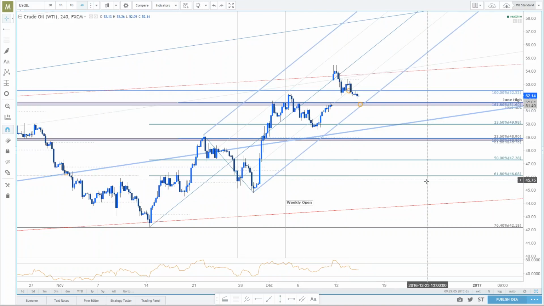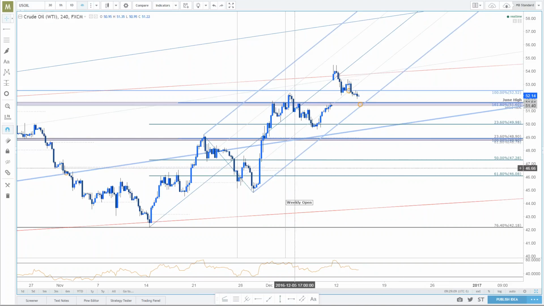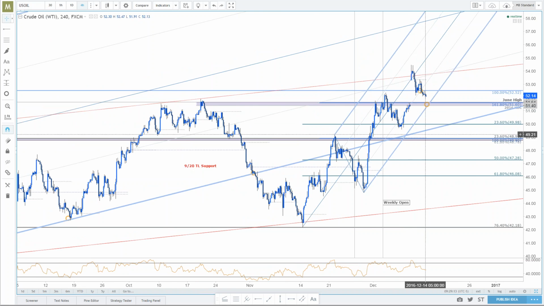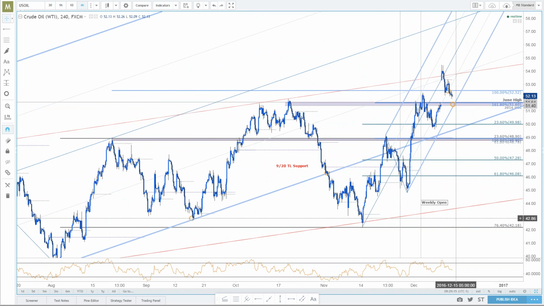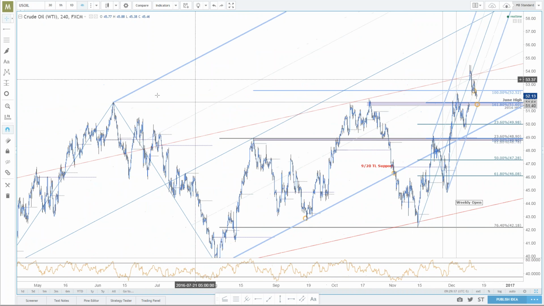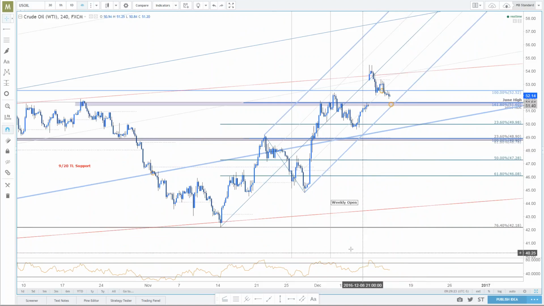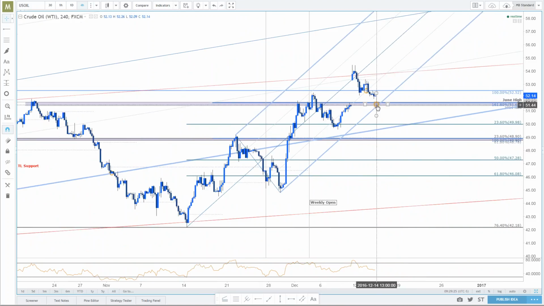Still think you get a drop into this 51.40, 51.65 region. Lower parallel, June high, 1618 extension. You name it, it's up there. 2016 high day close previous to the break that we just made. Huge pivot region, right? So I think you still get a drop into that. Keep in mind that's also what you need to fill the Sunday open gap.